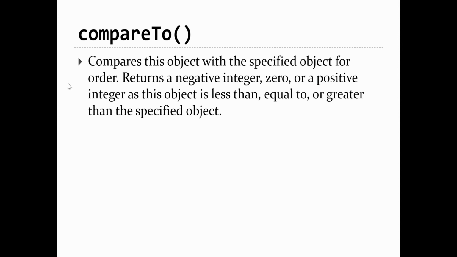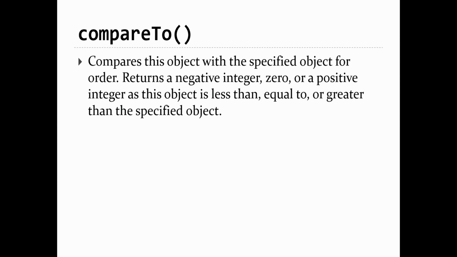All right, so compareTo says it returns a negative integer if this object is less than the other object. It returns 0 if this object is equal to the other object, and it returns a positive integer if this object is greater than the other object. So in the example on the board, ant comes before zebra, so ant is less than zebra. So C here will be a negative integer.